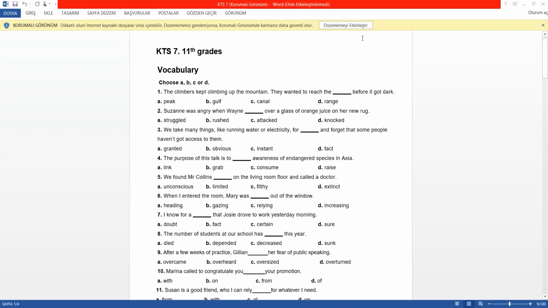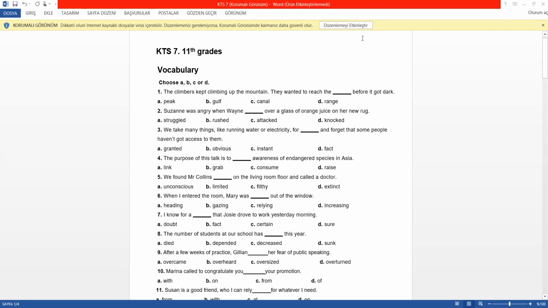The answer to question number 2 is D, knocked, because there is the phrasal verb knock over something from the surface. For question 3, the relevant answer is granted, because there is a set phrase to take for granted, to take something for granted. For question number 4, the appropriate answer is race, because all of the other answers are meaningless.